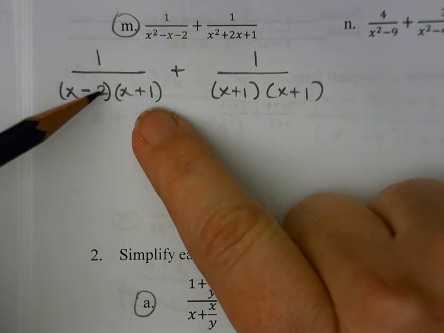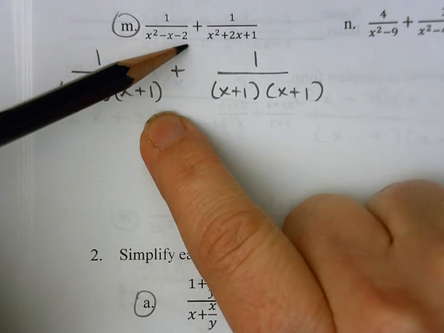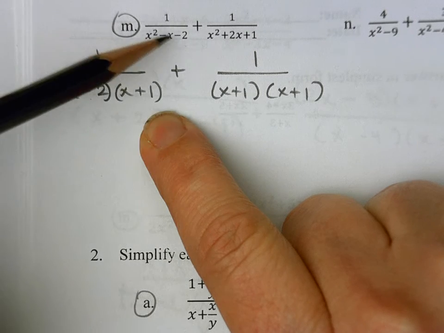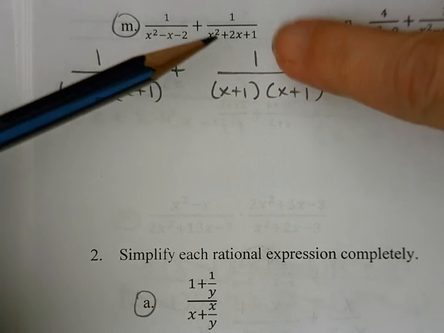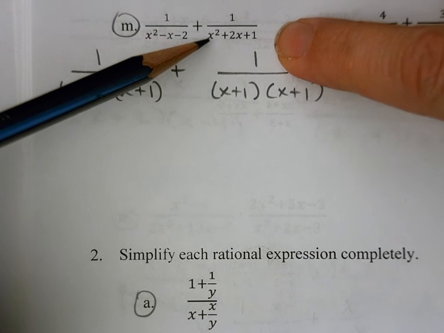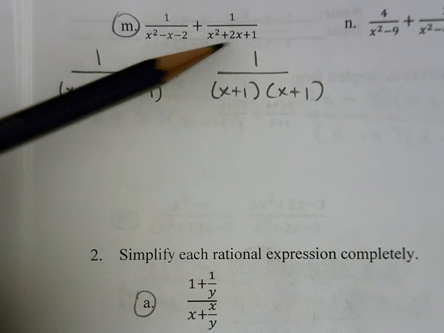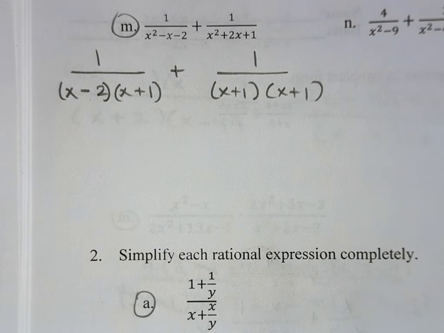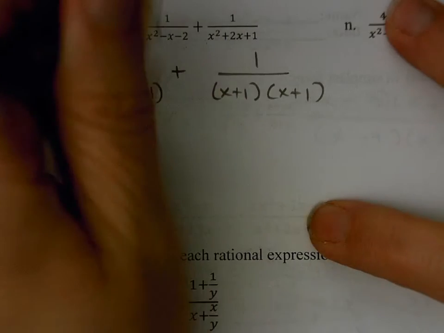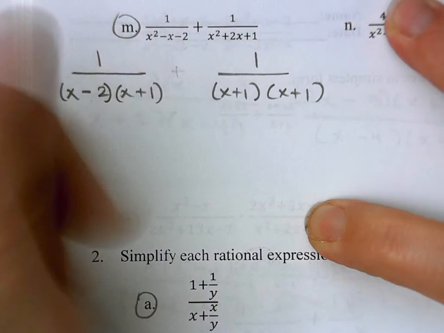So this works because negative 2 times 1 is negative 2, and then when I add it, I also get the negative 1. And then for here, when I list my factors, this would be x and 1 and 1. And there's no other way to get around that. So for here, I want to try to get a common denominator. So let me scoot this adding over.